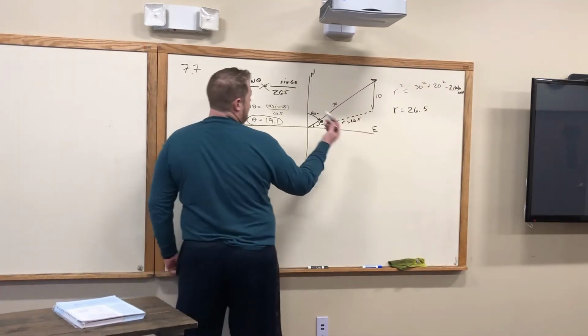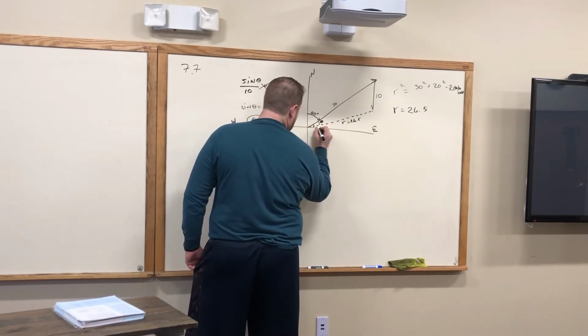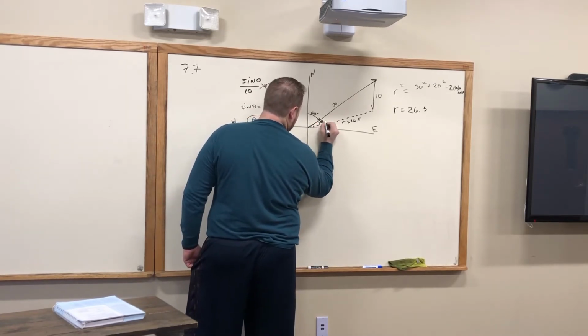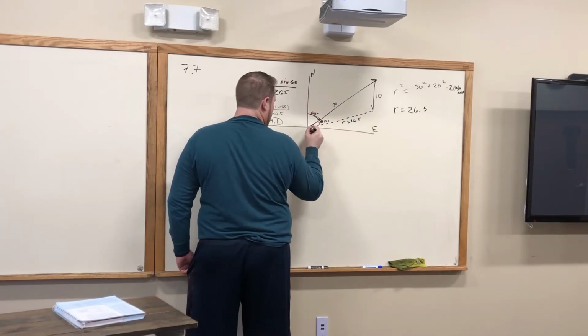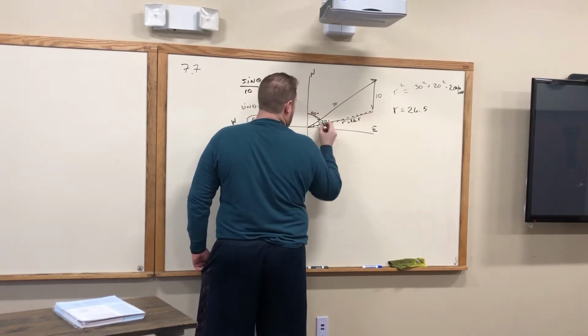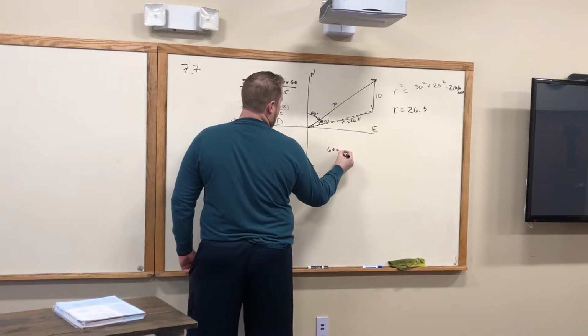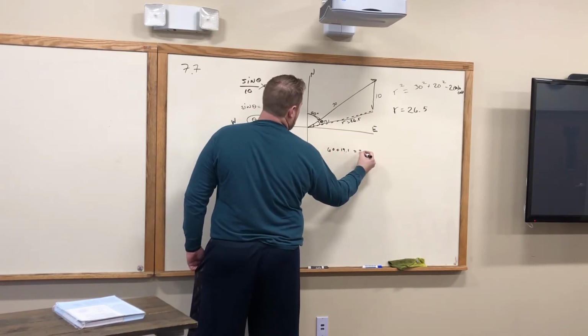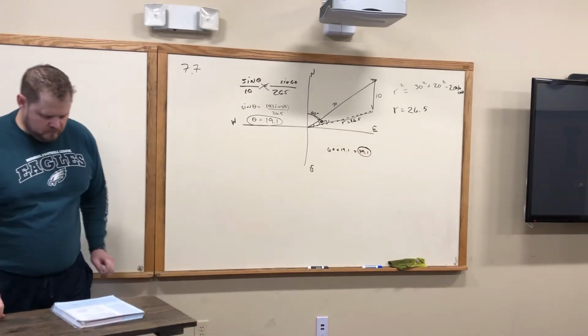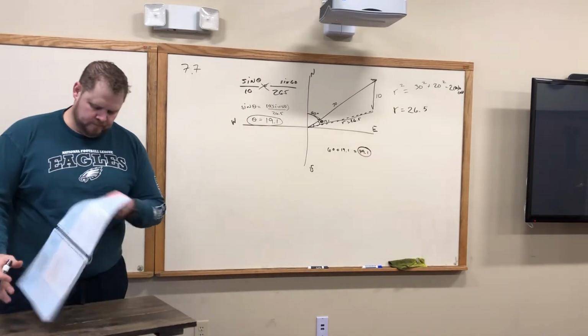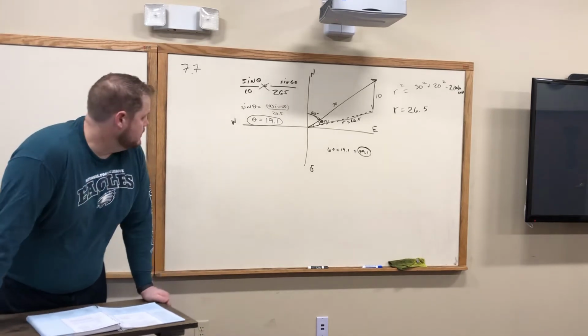What's the actual bearing? So this little degree here is 19.1. What's the actual bearing then of this line? It's going to be 60 plus 19.1, 79.1. Okay? All right, any questions on that?